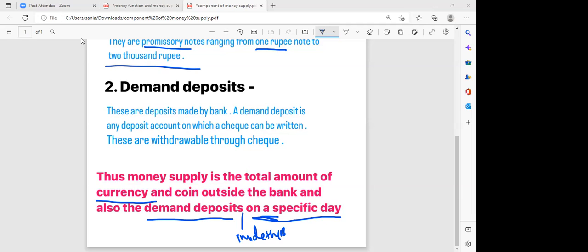Finished. Okay. Money supply is the total amount of currency and coin outside the bank, and also the demand deposits inside the bank at a point of time.